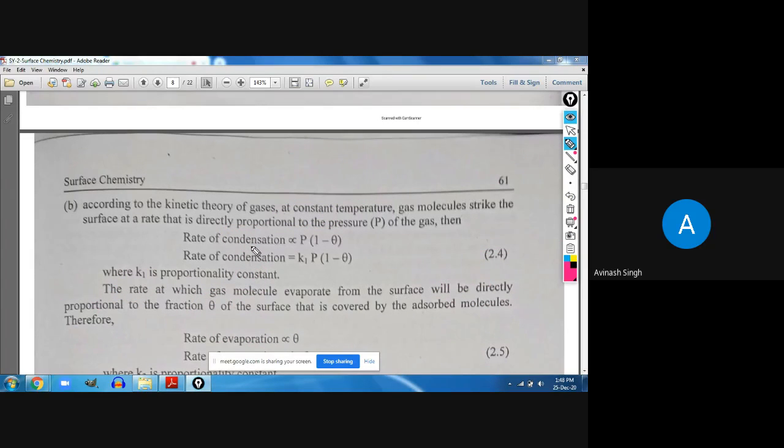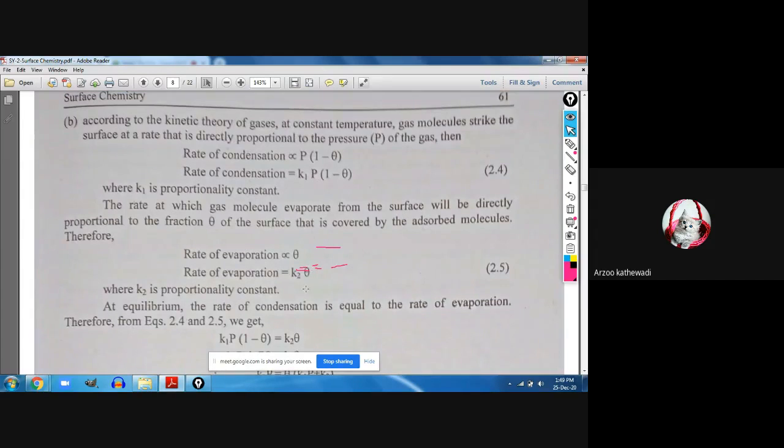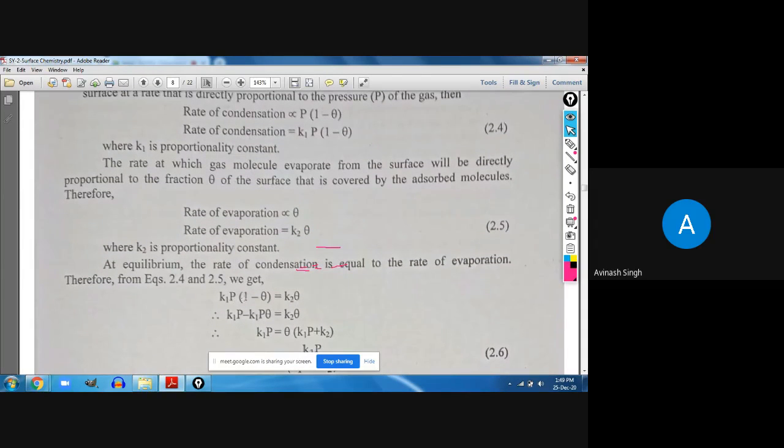Rate of condensation depends on 1 minus theta, right? But it also depends on pressure. जैसे प्रेशर बड़ा होता है तो एडसॉर्प्शन बढ़ता है. So rate of condensation is equal to k1, some constant, into pressure multiplied by 1 minus theta. Rate of desorption will be equal to k2 theta. At equilibrium, k1 p (1 minus theta) is equal to k2 theta.